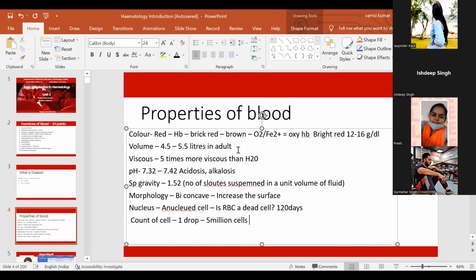Okay. So in tomorrow's lecture, we can discuss the branches of blood and hematology. Then we can go to the actual subject, which is really interesting.